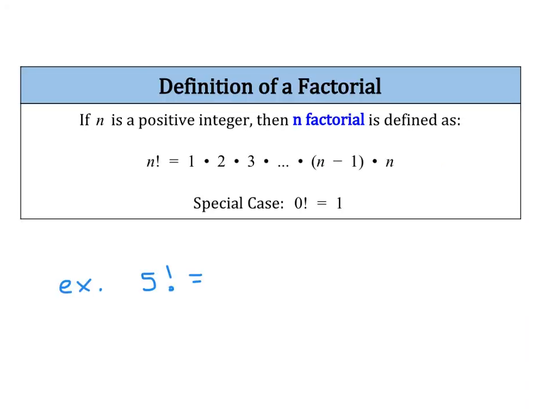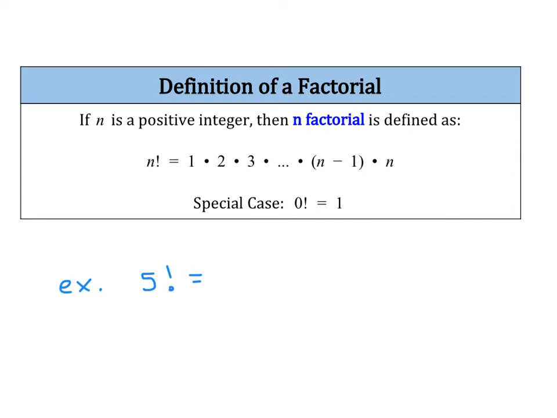Another thing we're going to be working with in sequences and series, and also when we start doing permutations and combinations, are factorials. So this says if n is a positive integer, that's very important, then n factorial, by definition, is 1 times 2 times 3 times, all the numbers in between, times n minus 1, the number before n, times n. So you essentially multiply all of the positive integers up until n.